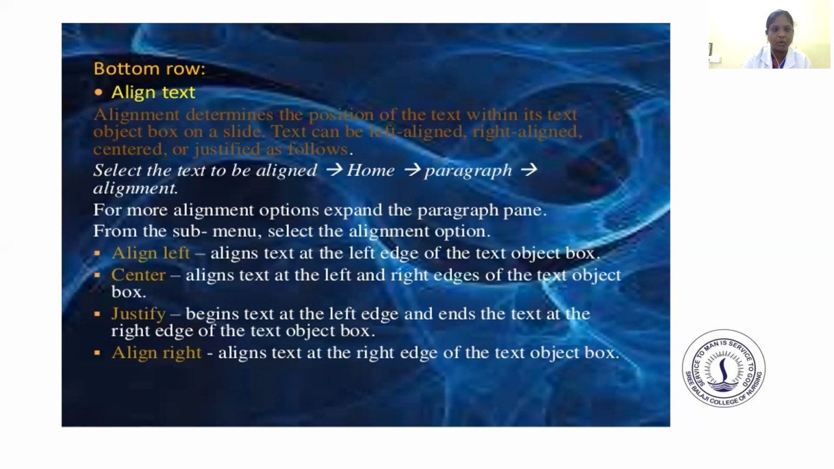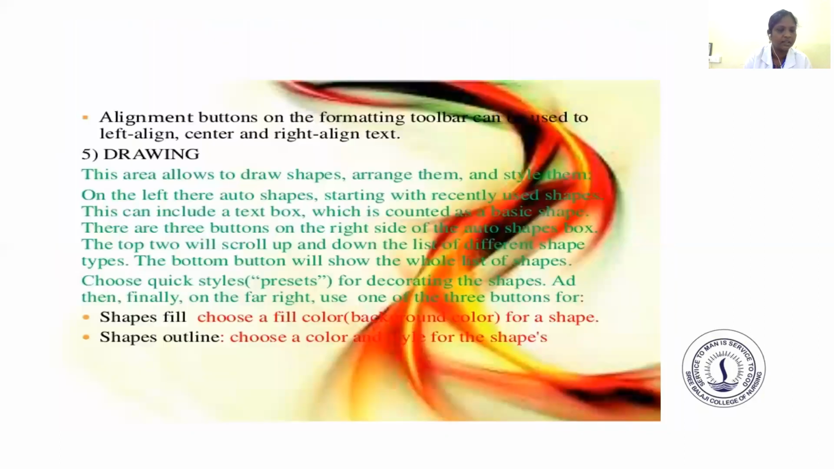So the bottom row, align text. Under the align text, align left, center, justify, and align right are there. An align button on the formatting toolbar can be used to left align, center and right align.